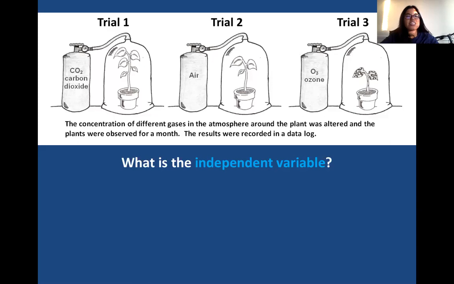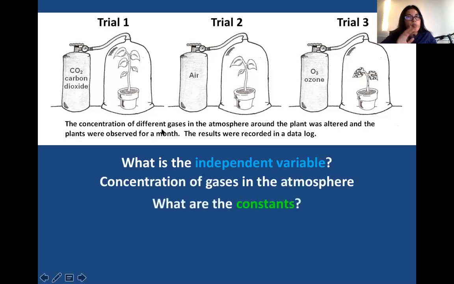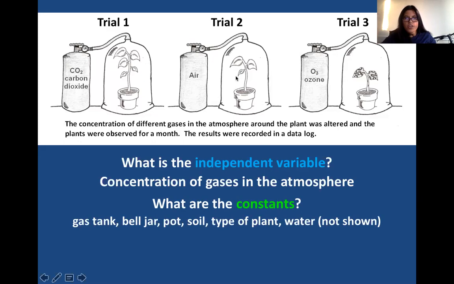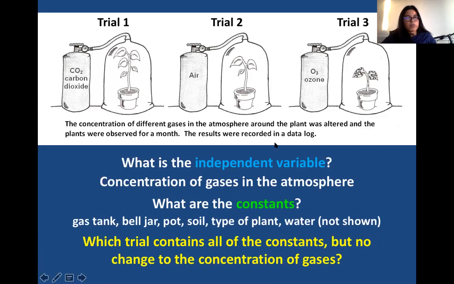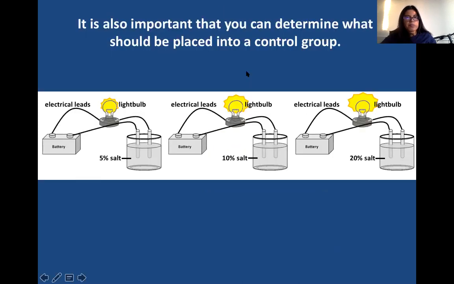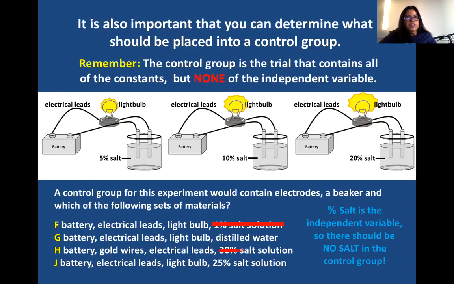Okay, take a look here. Concentration of gases in the atmosphere were altered. Ooh, and the plants were observed for a month. We just observed the plants, the results. What's the independent variable? What are you changing? The concentration of gases. What are the constants? What's the same? It looks like we're using the same plant, the same air, all of that. And the dependent variable, which trial contains all the constants but no change to the concentration of gases? I guess we are in trial 2. Is that what this is asking? I guess. Okay. Let's skip this for now.